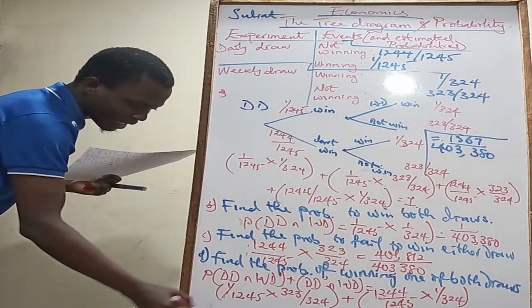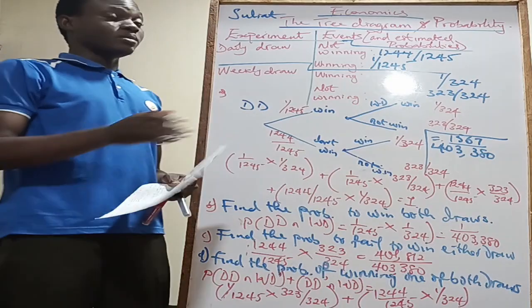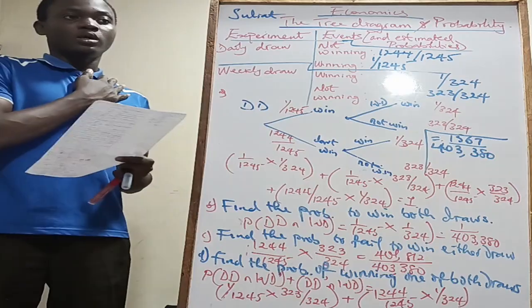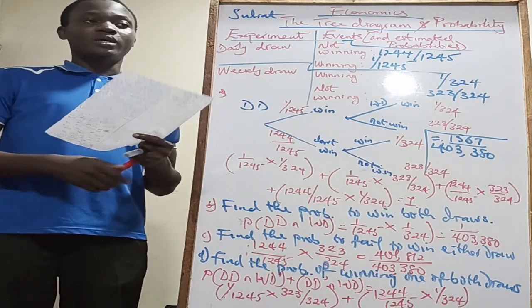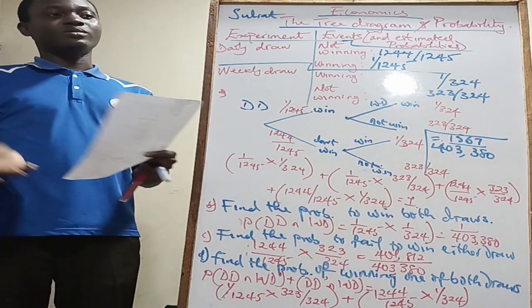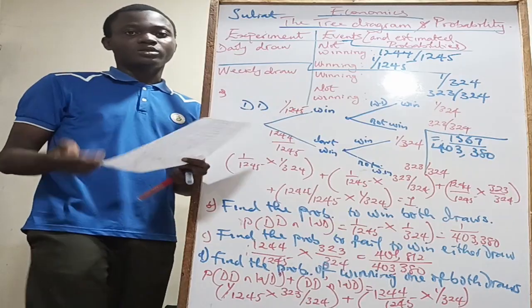So the question now is, are they dependent or independent events? I already said at the beginning they are independent events. So the fact that she wins the weekly draw does not stop her from not winning the daily draw, or the fact that she loses the weekly draw doesn't mean that she's going to lose the other one. So they are different things. The daily draw, even by common sense, is not the same as a weekly draw.